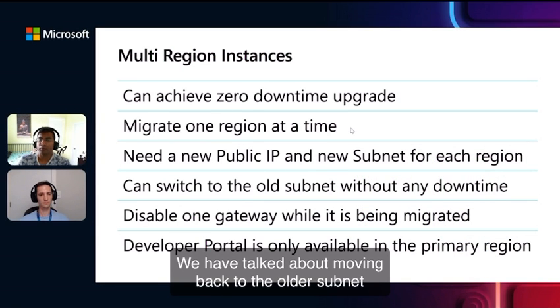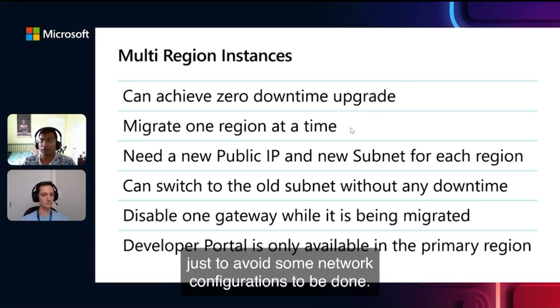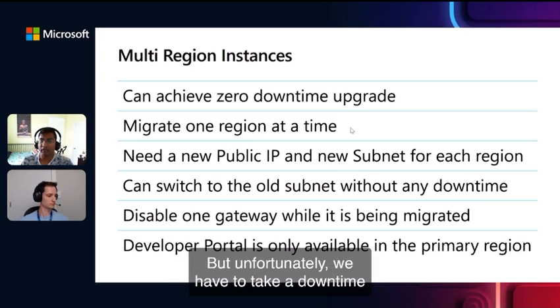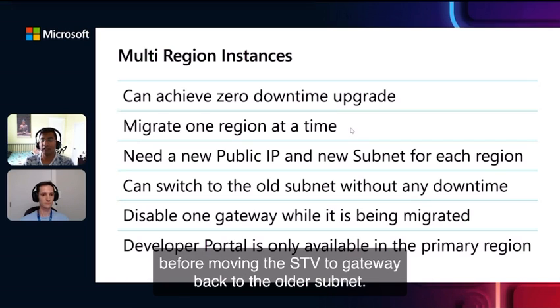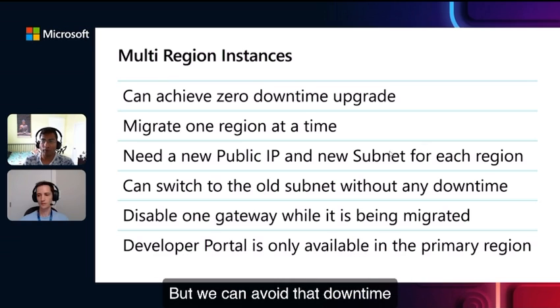We have talked about moving back to the older subnet just to avoid some network configurations to be done. But unfortunately, we have to take a downtime because the old subnet has to be vacated before moving the STV2 gateway back to the older subnet. But we can avoid that downtime through multi-region instances.